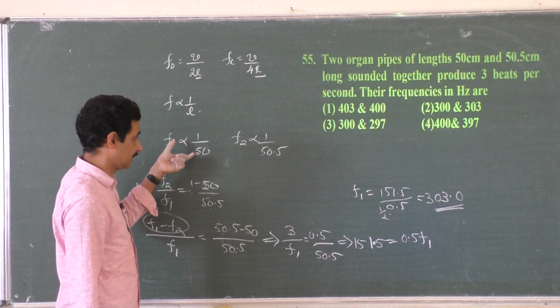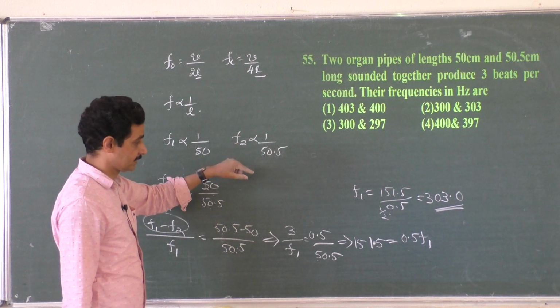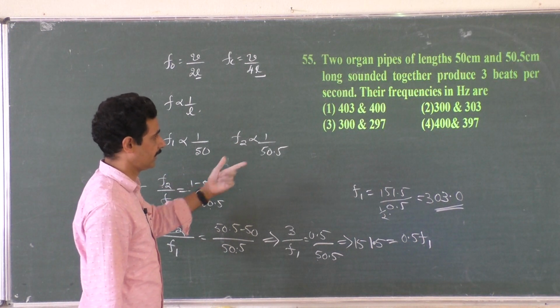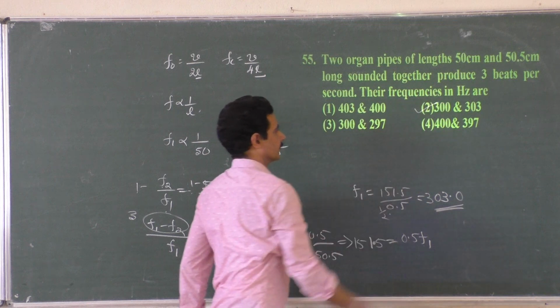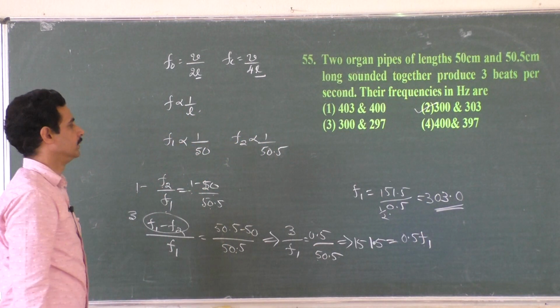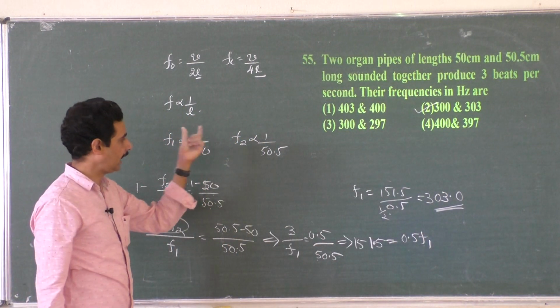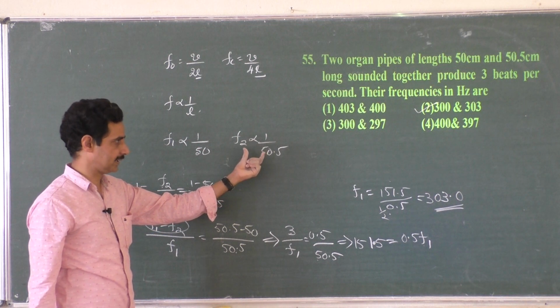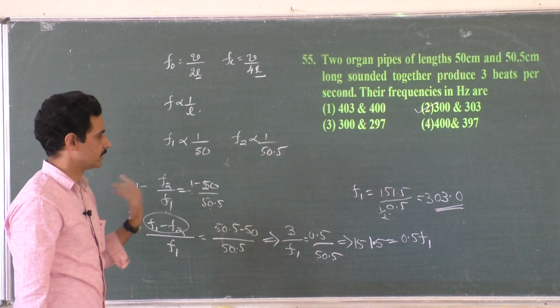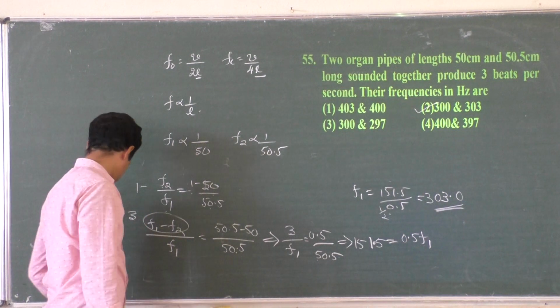Lesser denominator, greater frequency. Another one should be 3 beats less: 300. 303 and 300, correct? This should be lesser by 3 hertz, 3 beats. So the option is 2.